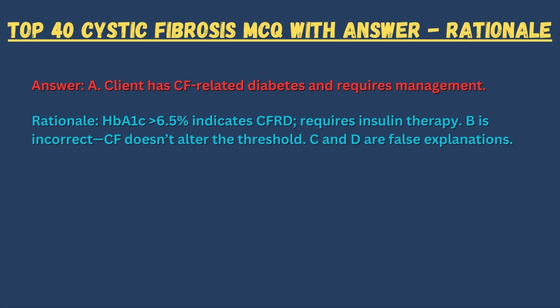Answer. A. Client has CF-related diabetes and requires management. Rationale: HbA1c greater than 6.5% indicates CFRD, requires insulin therapy. B is incorrect. CF doesn't alter the threshold. C and D are false explanations.